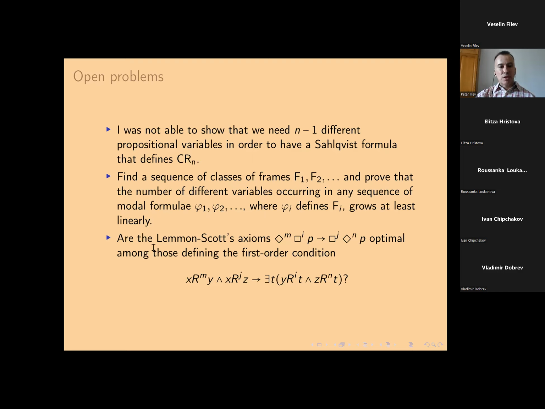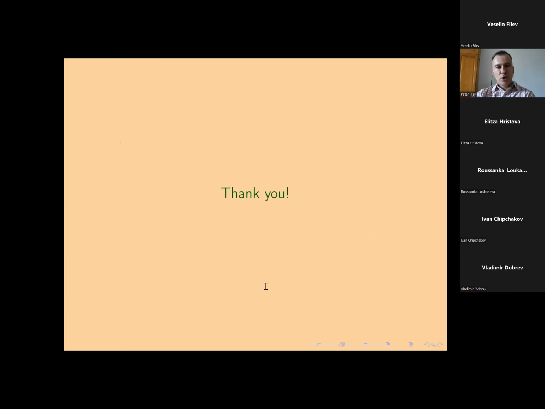And then we have the classic Lemmon-Scott axioms. Again, these degrees simply mean a stack of M diamonds followed by a stack of I boxes and so on and so forth. So it's still an open problem to prove that these formulae are actually optimal formulae, model formulae among those that define this first order property. So these are the serious open problems in this line of work, as far as I'm aware.